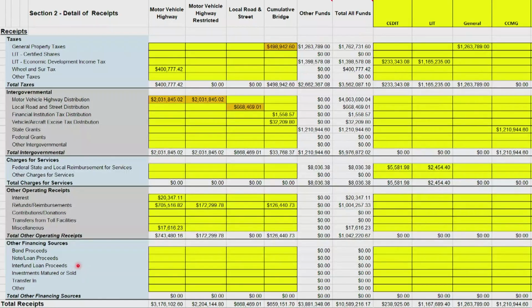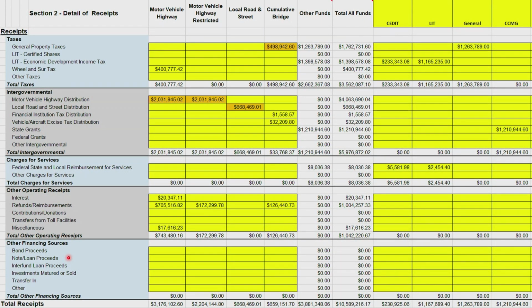And then just walk through a real example that I pulled out of the data management system here. So this is the detail of receipts, section 2. You can see they have their Cume Bridge Fund put into the right category, general property taxes, Cume Bridge. Here's the NVH and NVH restricted, and you can see they're 50-50. They have 50% deposited in the NVH, 50% deposited into the NVH restricted.